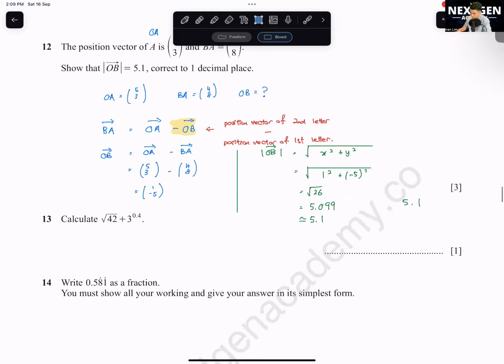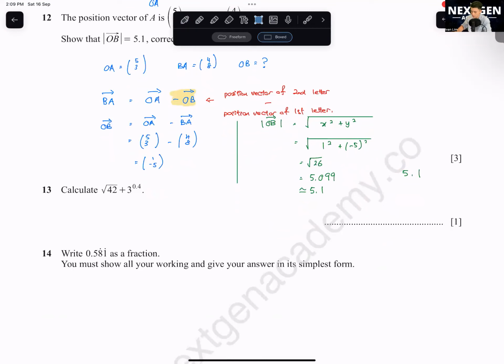Okay, second one, question 13. Just type in your calculator, you should get 8.03.